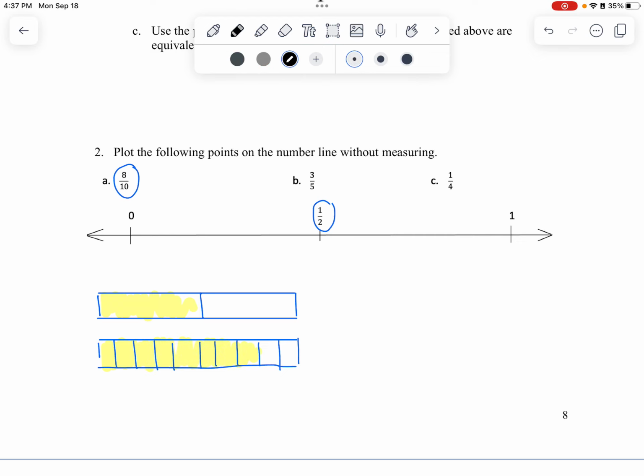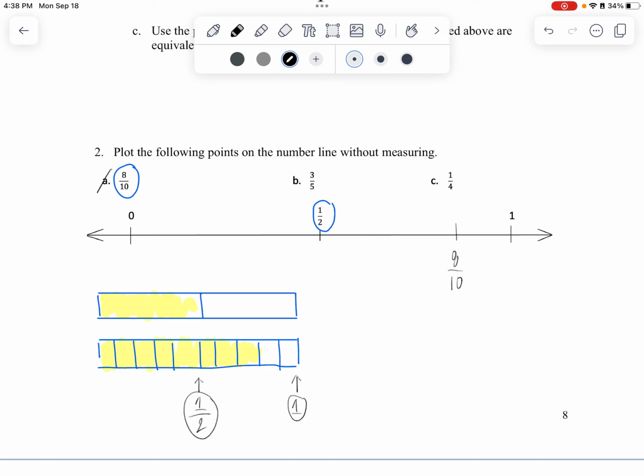So I can see that 8/10 is definitely bigger than 1/2. It's a bit closer to 1 actually, because if you imagine this right here as 1 whole, it's even closer to 1 whole than it is to this point, which would be 1/2.